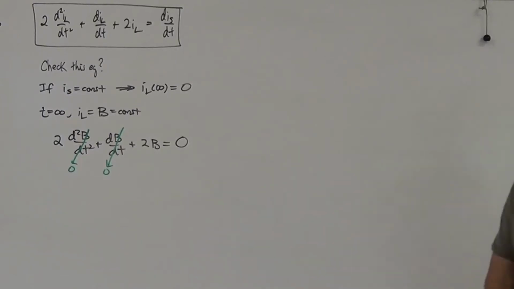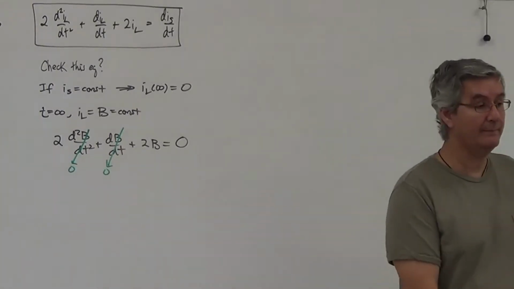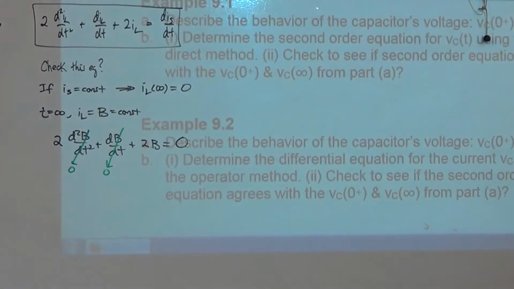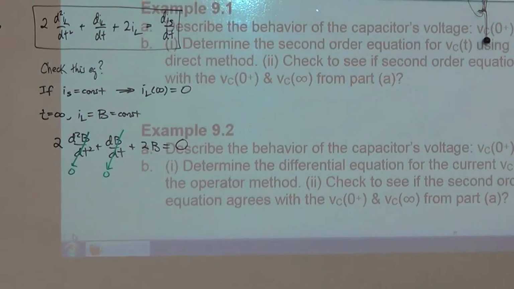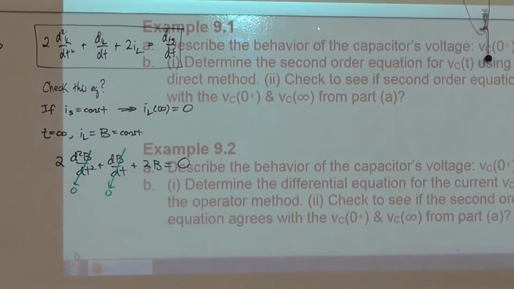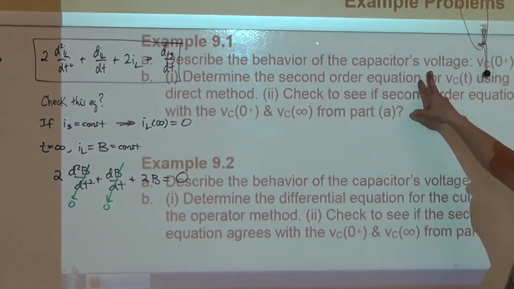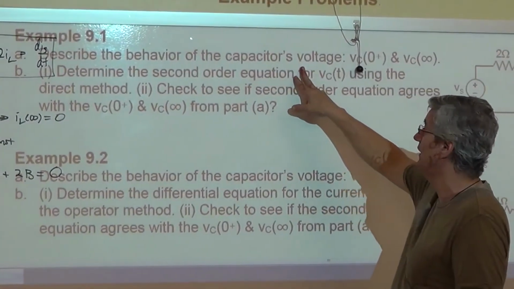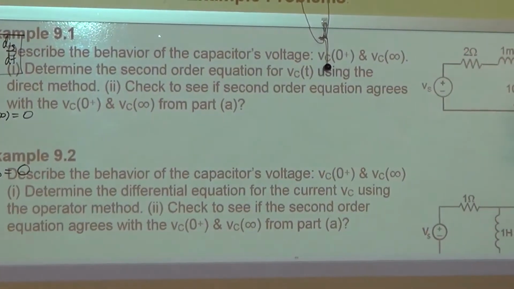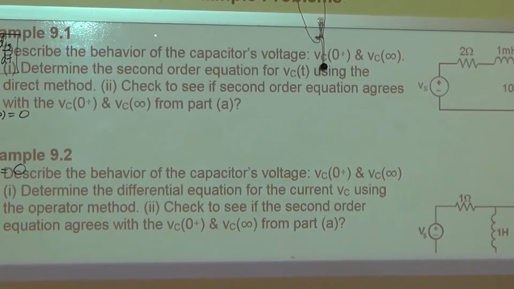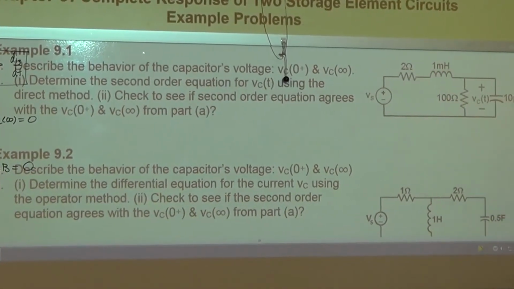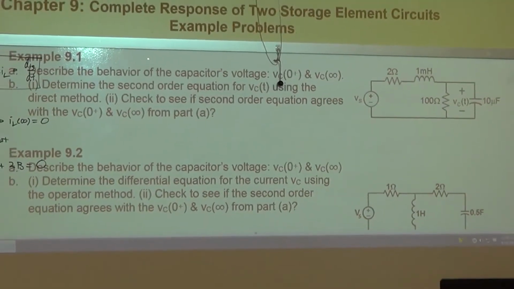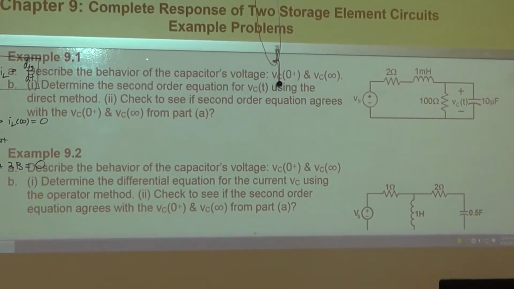Here's what I want you to do. I want you to look at 9.1. Okay? And when you look at the circuit here, you want to look at the capacitor's behavior and see if you can write down two KVL equations and see what you expect DC to look like at t equal to infinity. Will it agree with our equation here?